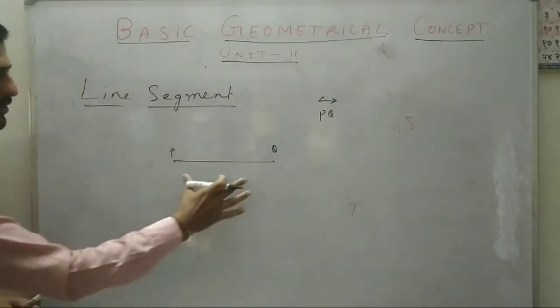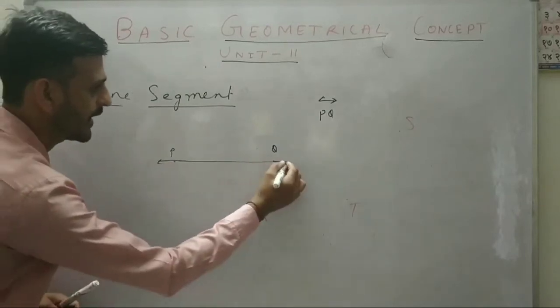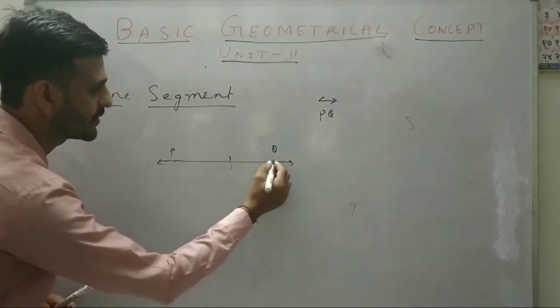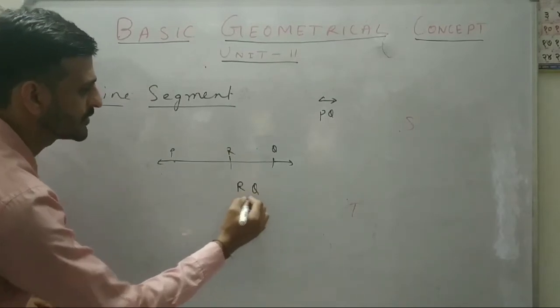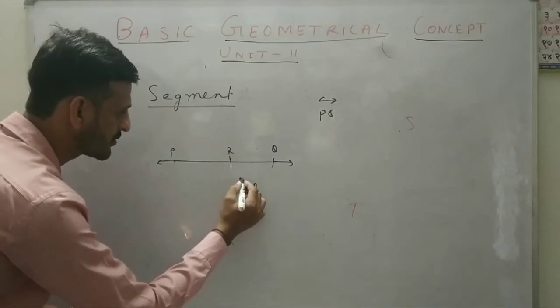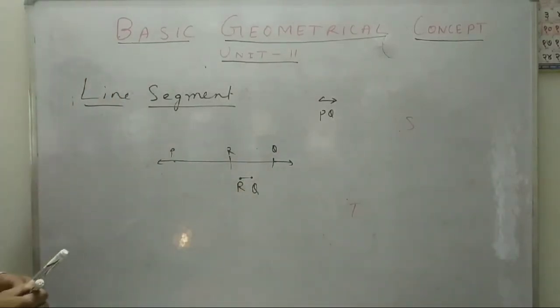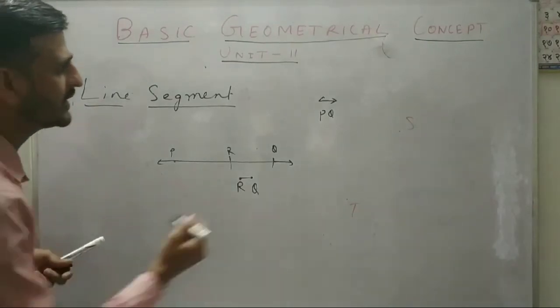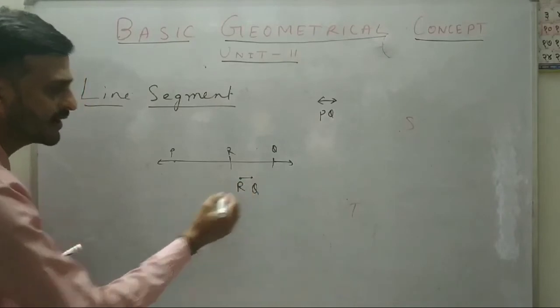So this is called the line segment. Suppose this is the line and we are taking the part from here to here. It is R, suppose. So then RQ is the line segment. How will we represent this? We will represent this by this symbol. Line segment RQ. Line is represented by this symbol and line segment is represented by this symbol.